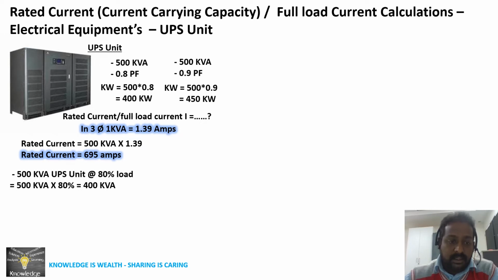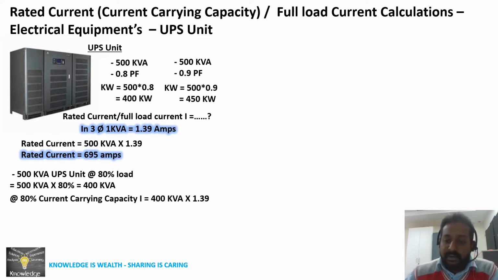So again, let's derive: if the 500 kVA UPS is working at 80% load, then 80% of 500 kVA is 400 kVA. So 400 kVA in amperes, 400 into 1.39, is 556 amperes. So a 500 kVA UPS can be loaded to 556 amperes at a loading of 80%.